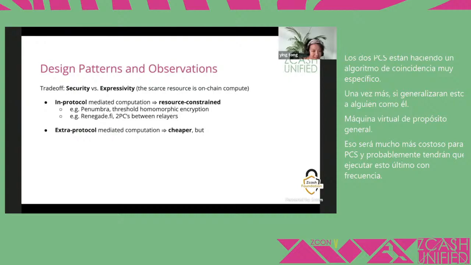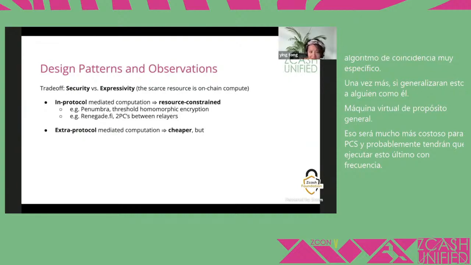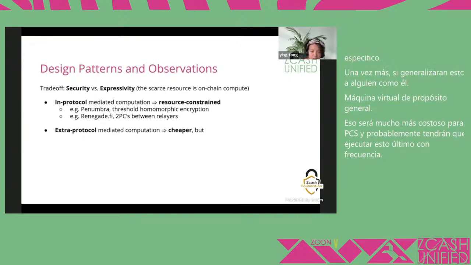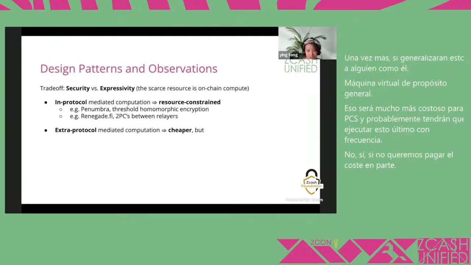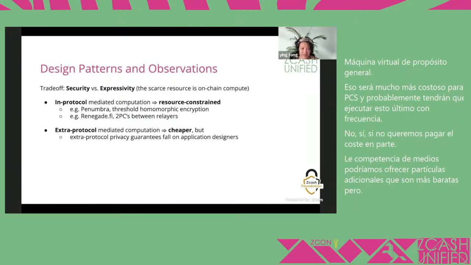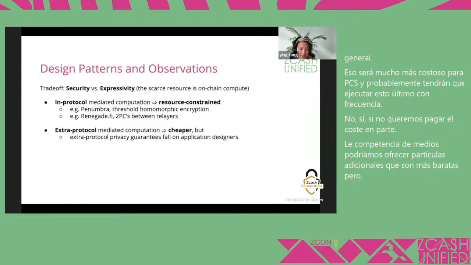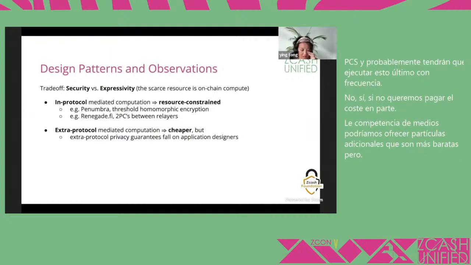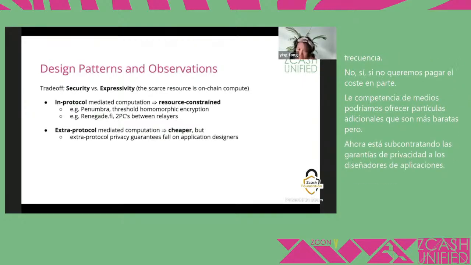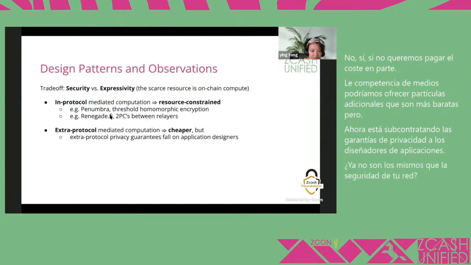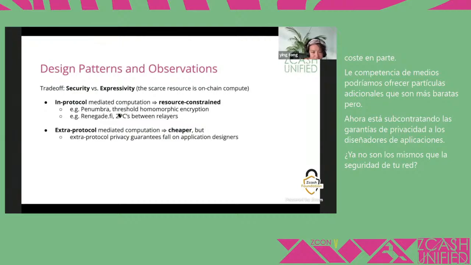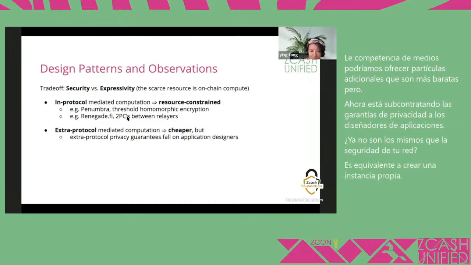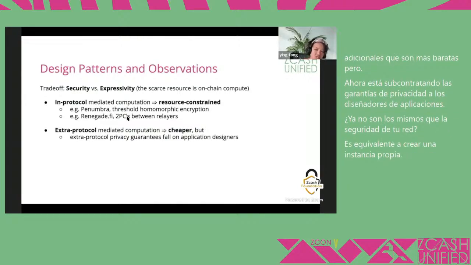Now, if we don't want to pay the cost of in-protocol mediated computation, we could opt for extra protocol, which is cheaper. But now you're outsourcing the privacy guarantees to the application designers. So the privacy guarantees are no longer the same as your network security guarantees. Instead, it's equivalent to instantiating your own 2PC or your own validators outside of the protocol just for your application.